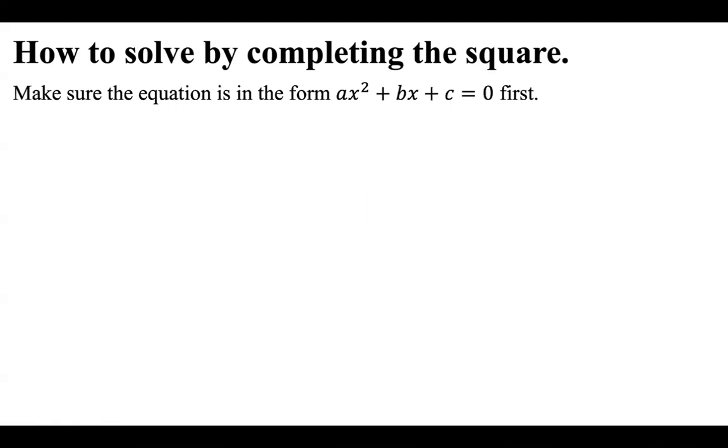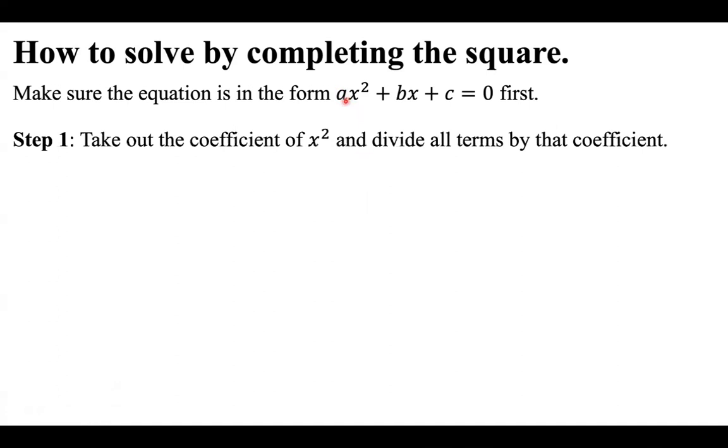First thing, we have to make sure the equation is written in standard form. That is, everything should be moved to one side and the other side should be 0. Step 1. In step 1, we have to make sure this a value is 1, right? So if it's not 1, just divide everything by that number.